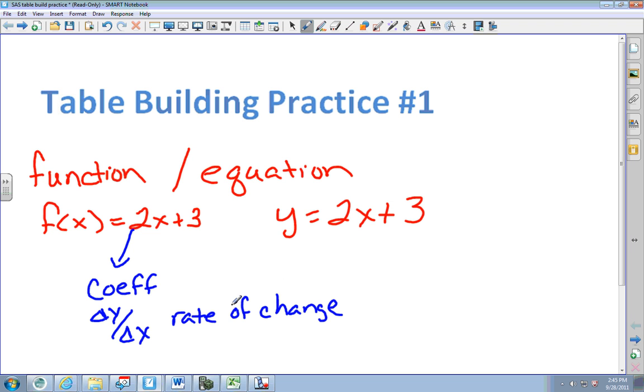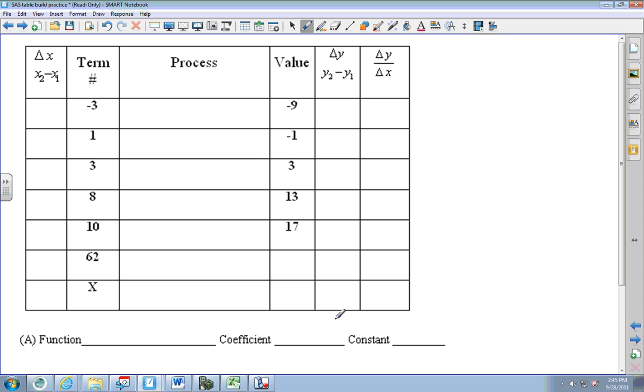Rise over run, you'll hear later on. The other number, and I'll just do it over here because there's more room, this 3 right here is your constant. It's not that it's always at the end, it's just by itself, it doesn't have a letter with it. Right here, the coefficient always has the letter with it. Now, we're going to go here.